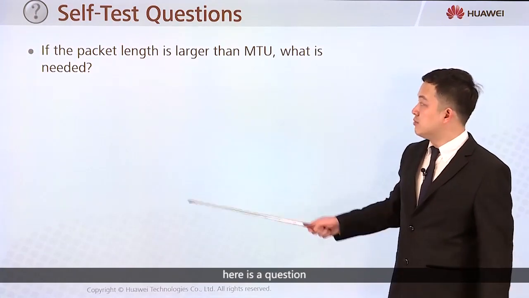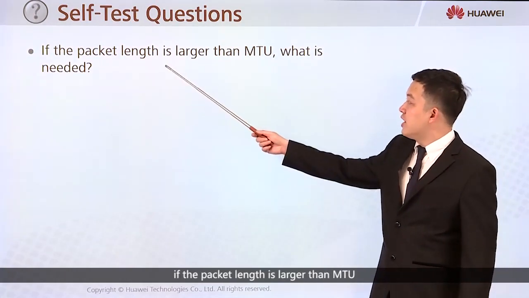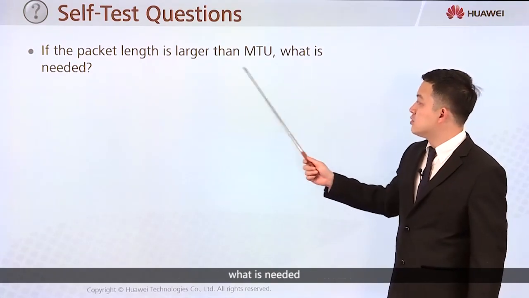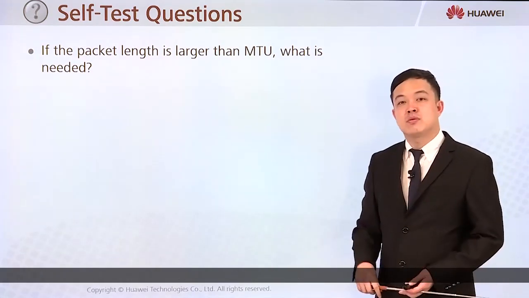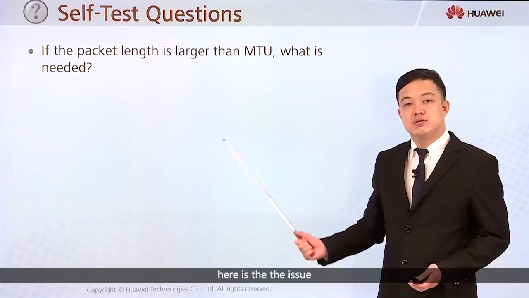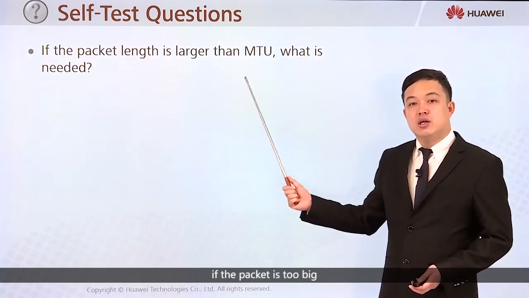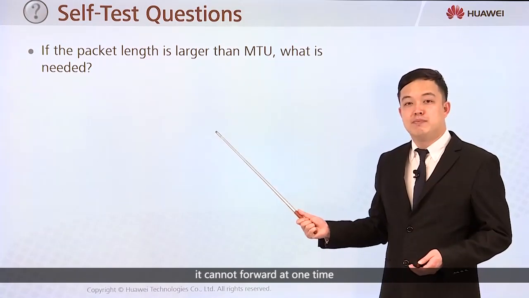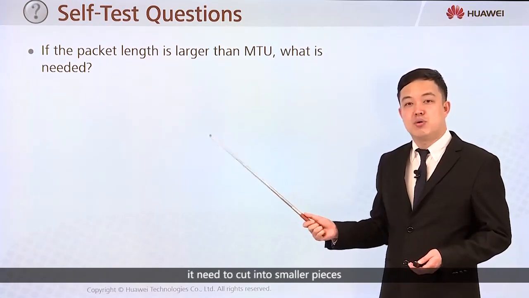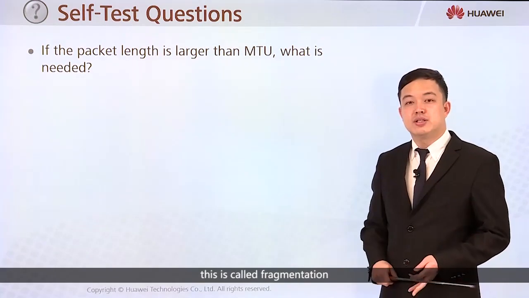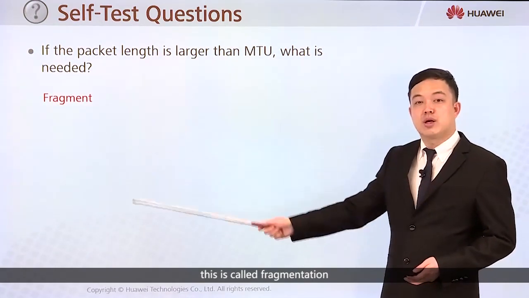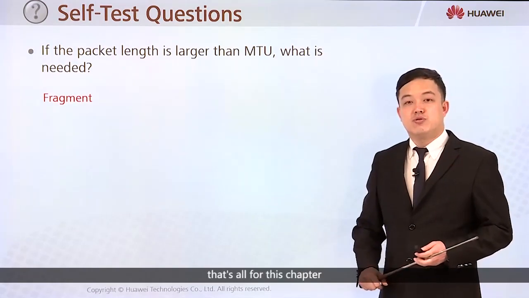Here is the question. If the packet length is larger than the MTU, what is needed? Okay, here is the issue. We know if the packet is too big, it cannot be forwarded at one time. It needs to be cut into smaller pieces. This is called fragmentation. That's all for this chapter.